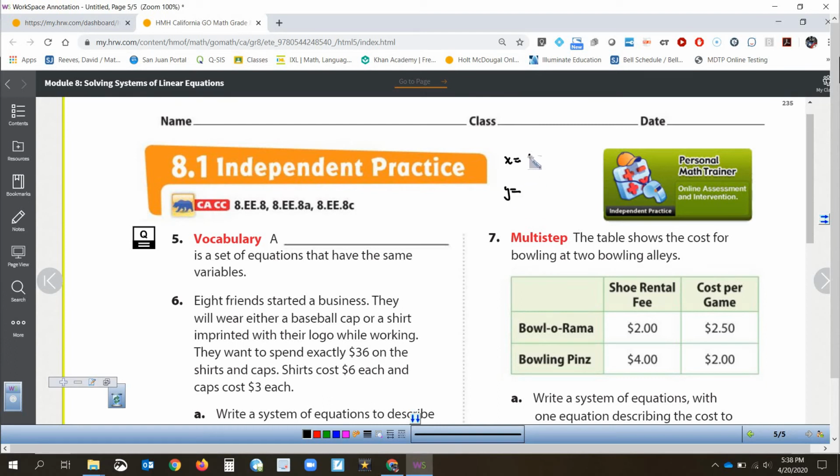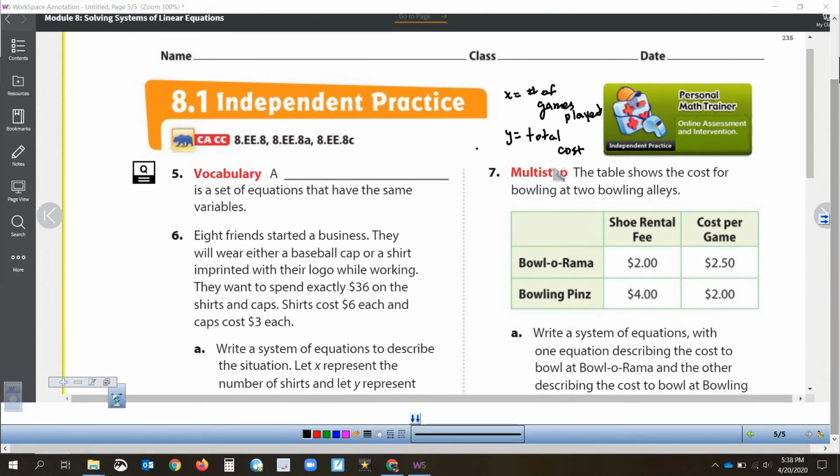So x is going to be the number of games, and this would be the number of games that actually are played. And y is going to be the total cost. All right. Now, if we take a look at this and I said, well, what does the total cost depend on? The total cost depends on what? The number of games you play.